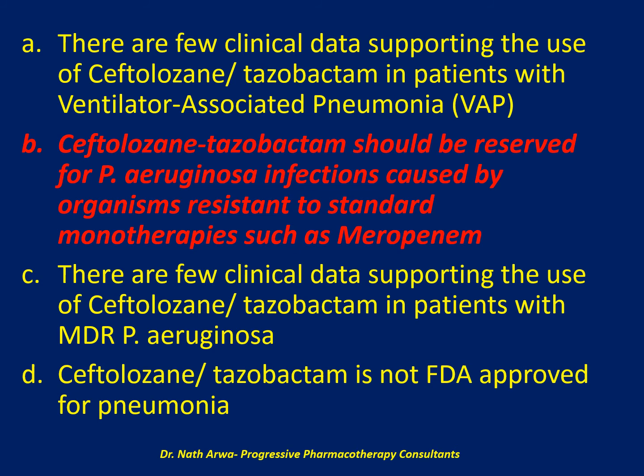B is the correct answer. Ceftolozane-tazobactam should be reserved for Pseudomonas aeruginosa infections caused by organisms resistant to standard monotherapies such as meropenem. Now, I'd like to begin by saying that Ceftolozane-tazobactam has been approved for HABP or VABP based on a randomized controlled trial demonstrating non-inferiority of Ceftolozane-tazobactam relative to meropenem for HABP or VABP. That makes choices A and D incorrect.